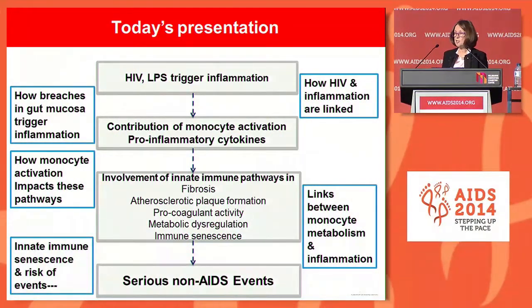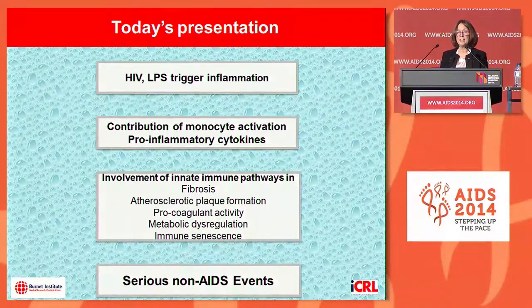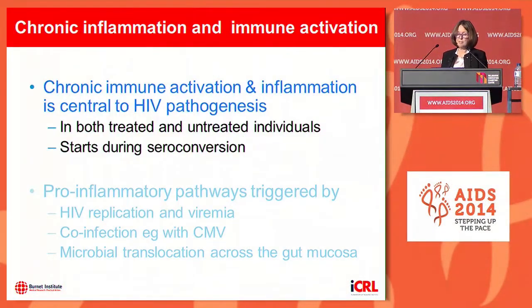But it's important to note that these lines are just dotted and that there is a lot that we don't know at this stage, in fact, huge gaps about how these pathways interact and loop back on each other. Chronic immune activation and inflammation are both central to HIV pathogenesis in both treated and untreated individuals.